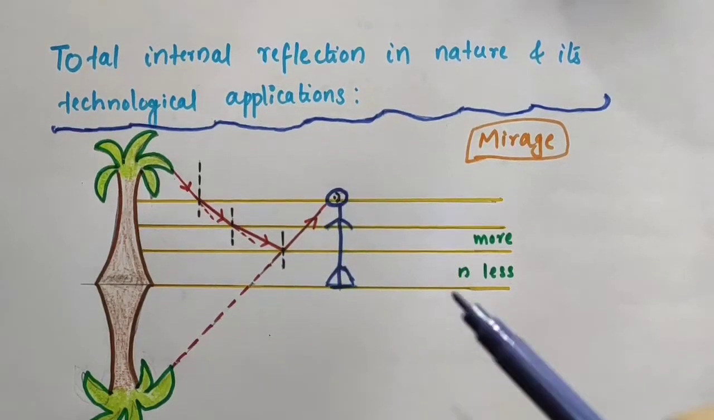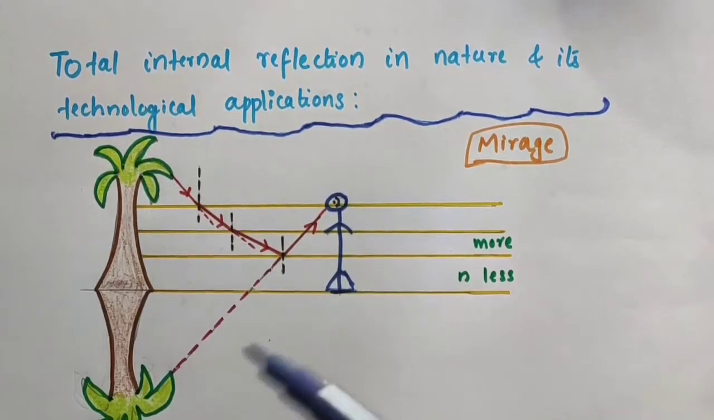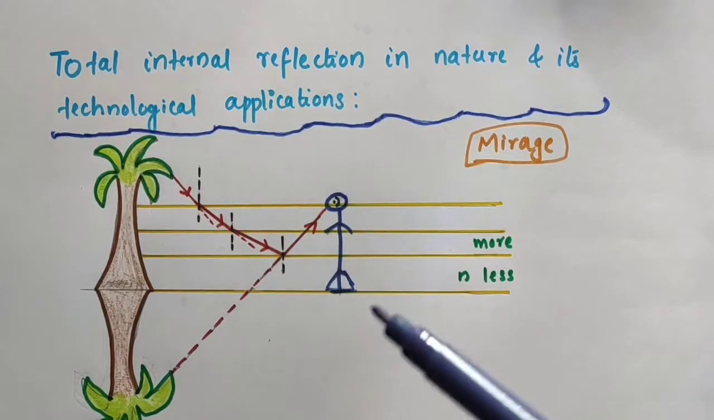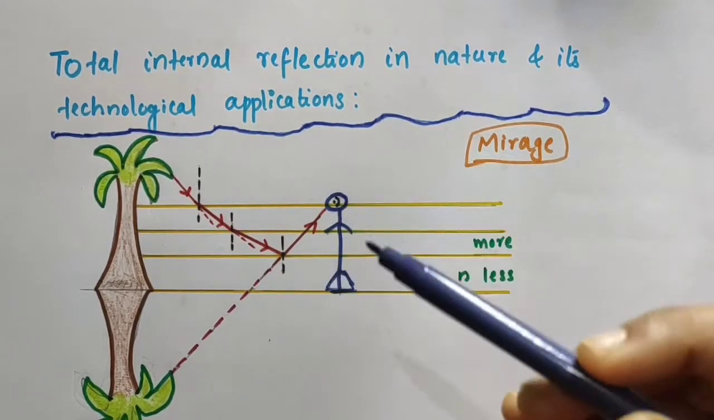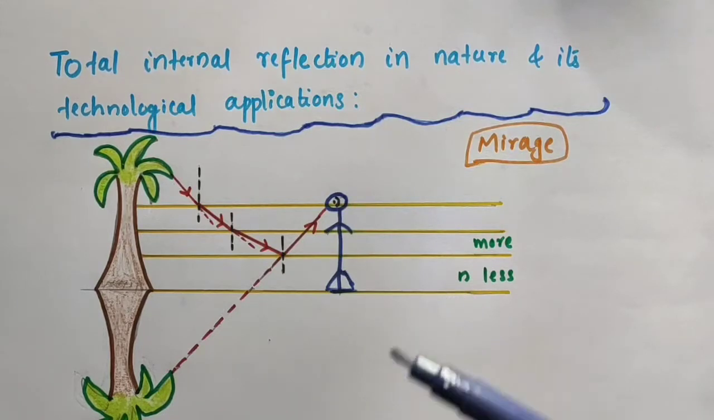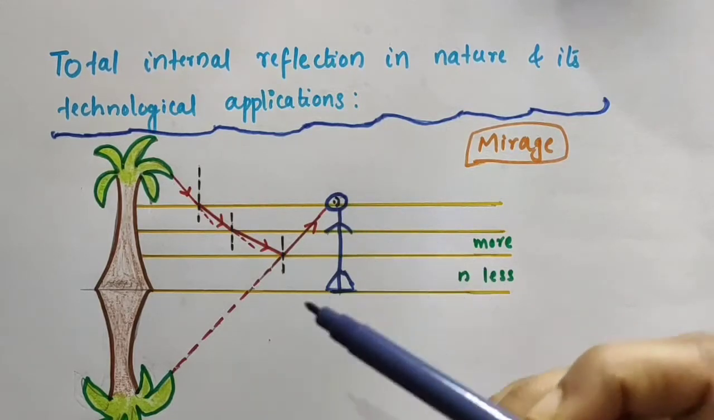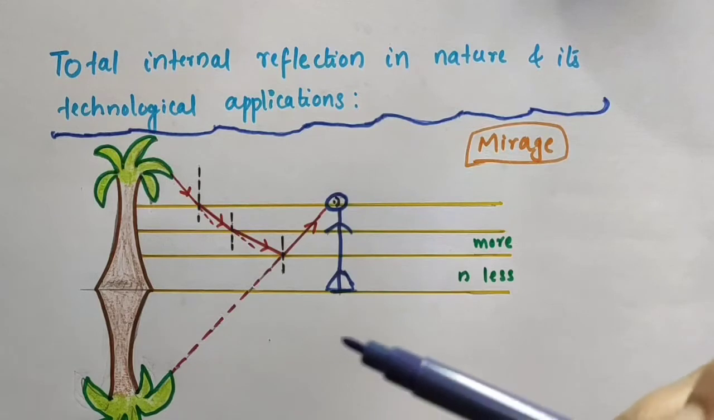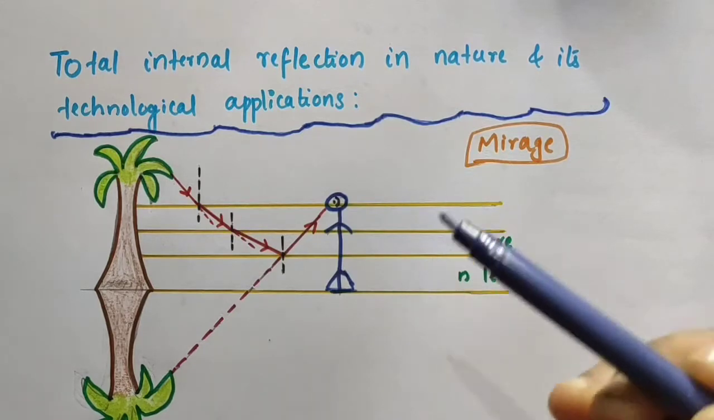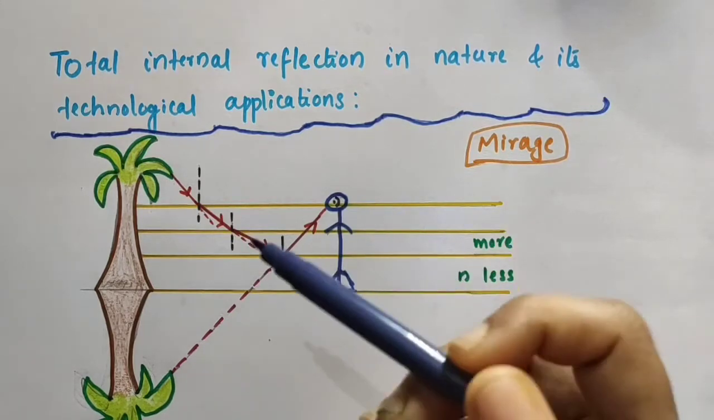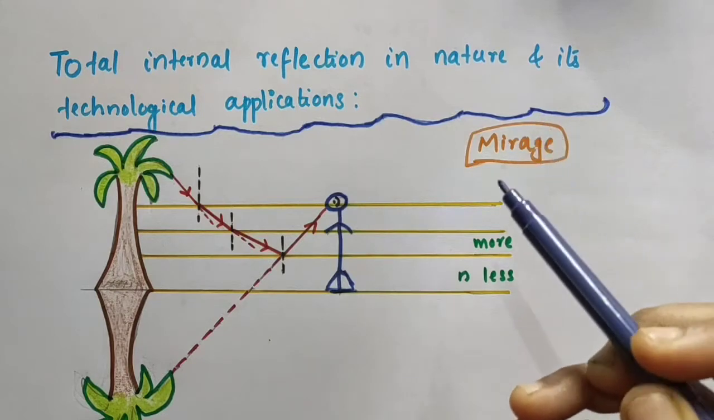In this video, we are specifically discussing the technological applications of total internal reflection, and total internal reflection in nature that we can observe. We will discuss Mirage, then the case of Prism, diamond and optical fibers. So first of all, let us discuss Mirage.